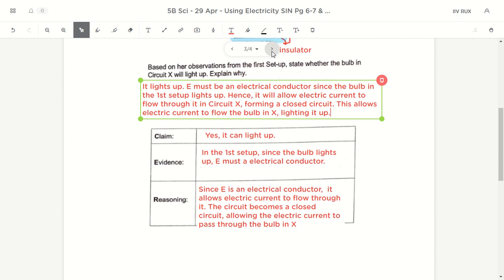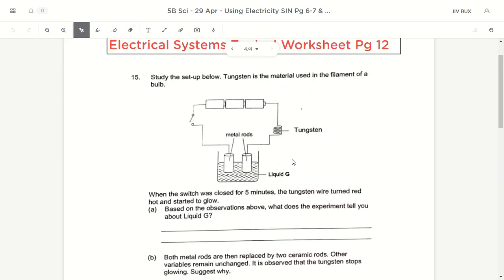Okay, now we go to the last question. I have question 15. Tungsten is the material used in the filament of a bulb. Okay, so this is tungsten, and we know tungsten must be a conductor of electricity, or else the bulb won't light up. Electric current must pass through the tungsten wire in the bulb. So this is a conductor, but I'm going to call it a poor conductor, because tungsten is a poor conductor, but still a conductor of electricity. So, poor electrical conductor.